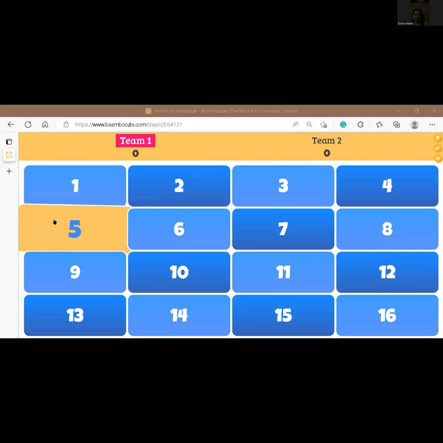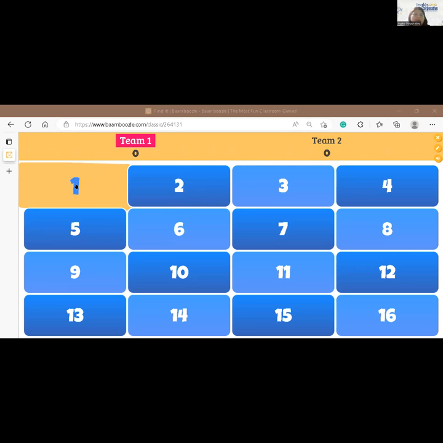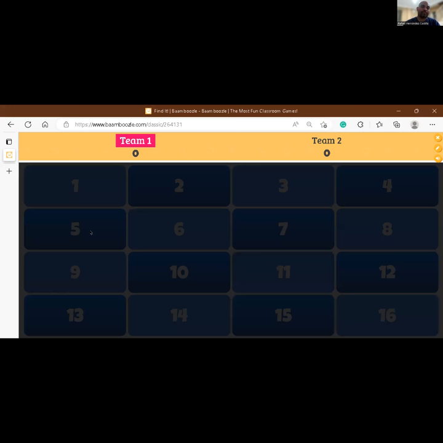One. Okay, perfect. So listen up, I'm going to show you a card. You're going to select a number as a team, and later on you have to go and find the thing that you have been asked. For example, let's try with team number one. Team one, please select a number. Somebody from the team, select a number. Number five.